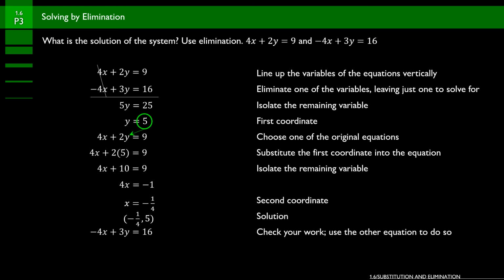Since we used the first equation to find the x, now we're going to use the second equation to check our work. So we're going to go negative 4x plus 3y equals 16. We're going to plug in negative 1/4 for the x. So negative 4 times negative 1/4 plus 3 times 5 equals 16. Well, a negative times a negative is a positive. 4 times 1/4, or 1/4 of 4, is 1. Plus 3 times 5 is 15, so 1 plus 15 equals 16, and 16 equals 16. So again, we know that our ordered pair of negative 1/4, 5 is the correct solution.